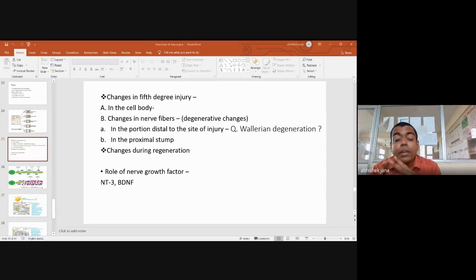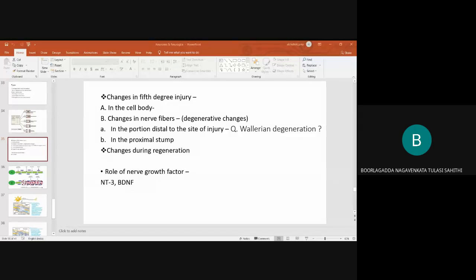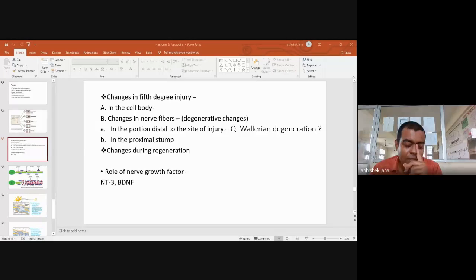But remember, if the nerve damage happens in the central nervous system, in the central nervous system we have seen the important cells which are responsible for myelination. Can you tell me the name of the cells which are responsible for myelination in the central nervous system? Oligodendrocytes. Very good, thank you. So oligodendrocytes, that's very important. They are responsible for the myelination of the neurons in the central nervous system.